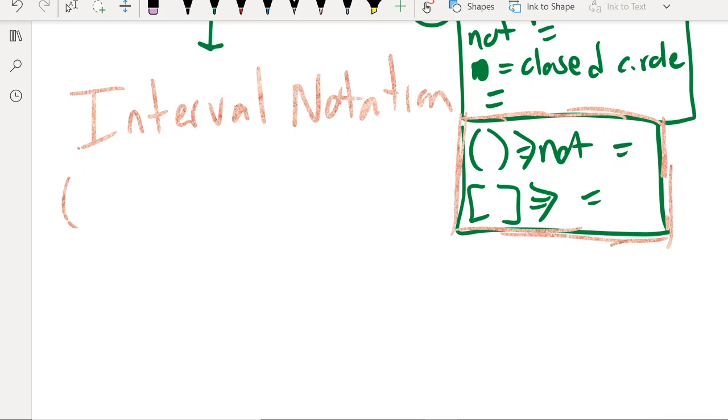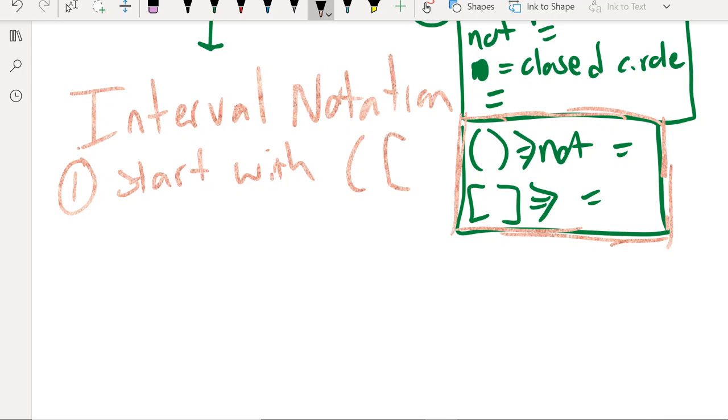All right, so let me do this in steps. Interval notation, step 1. You start with a parentheses or a bracket, pointing so that it's like hugging something on its right. Let's give it a hug. You start with one of those, depending on whether it equals or doesn't equal. Parentheses means not equal, not including that number, and a bracket means including that number.